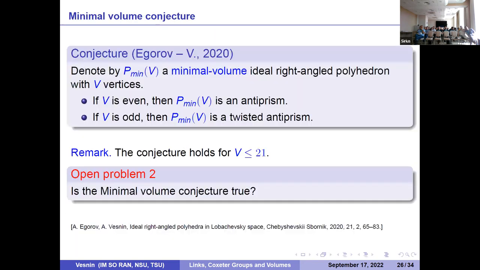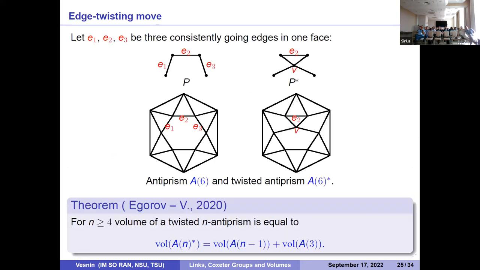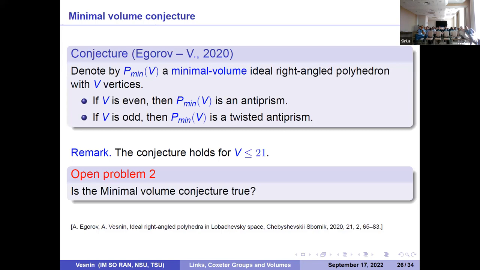So you have the following conjecture, which is called the minimal volume conjecture. If you consider minimal volume polyhedra which are ideal right-angled with a fixed number of vertices, the column being the fixed number of vertices, then according to calculations, it is the antiprism or the twisted antiprism.